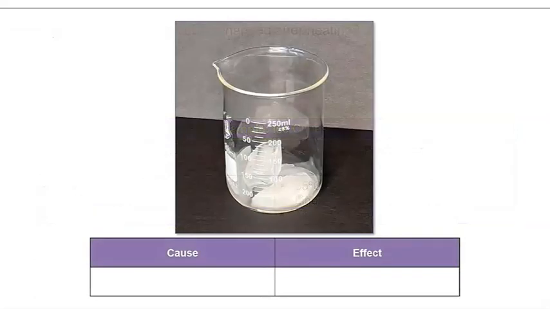Let's summarize what we learned today in a cause and effect chart. What caused the ice cubes to change? Well, the ice cubes changed when we heated them. So let's write heating under cause. What was the effect of heating the ice cubes? The effect was melting. The ice cubes changed from solid to liquid.